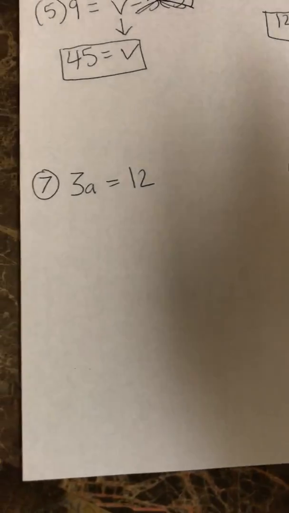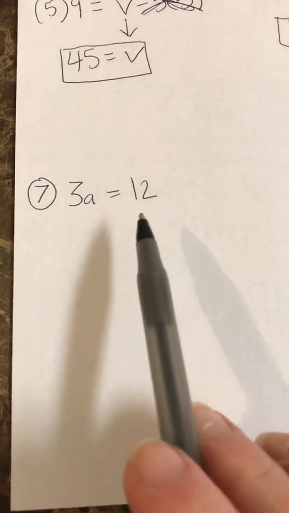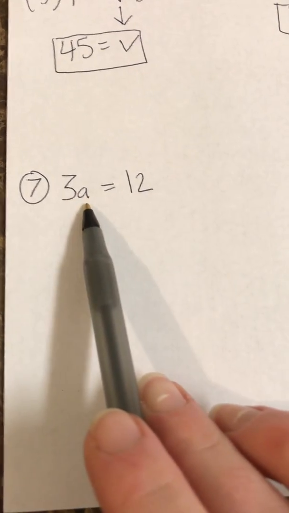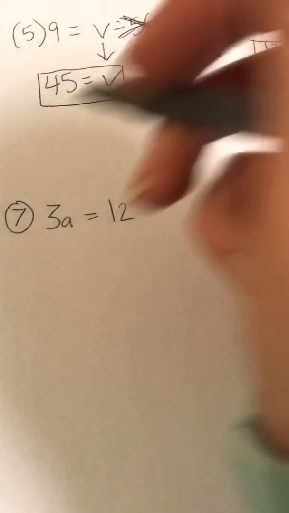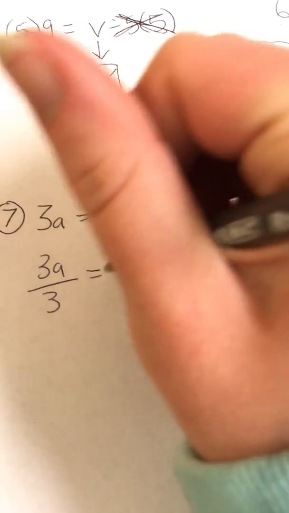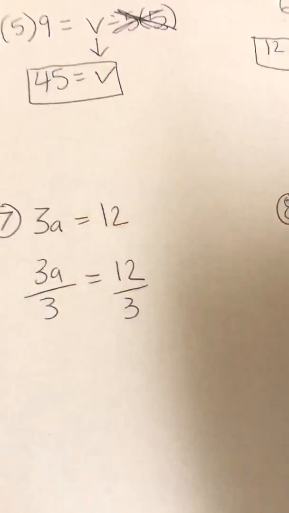Number 7 is 3a equals 12. Remember, when a number and a variable are next to each other, it means multiplication. So we have to do the opposite. So we're going to take our 3a, we're going to divide it by 3. What we do to one side, we have to do the other.